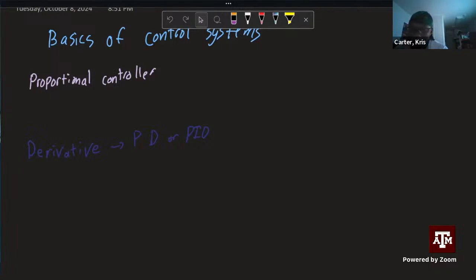That's actually really cool. And then we'll do this purple as indigo for integral. This can be a PI or a PID.